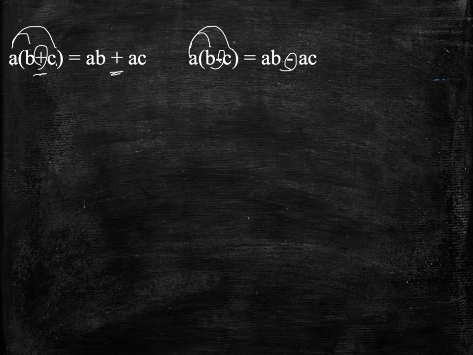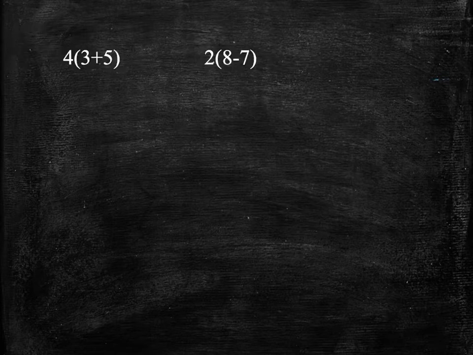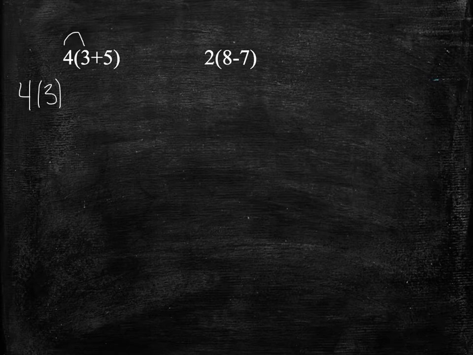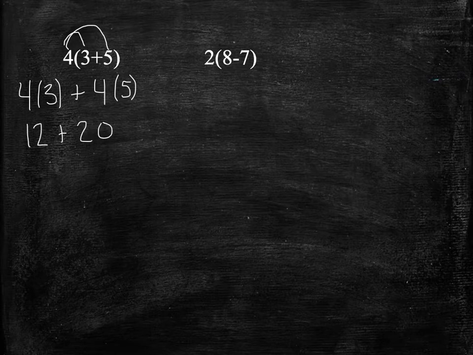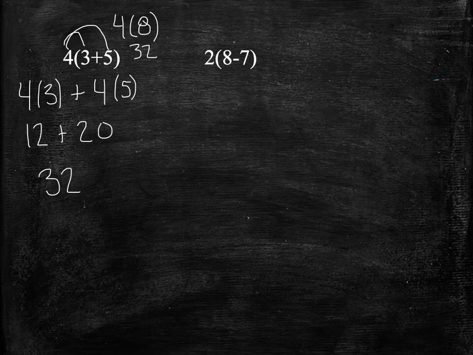So let's try some of these out together. Here we go. Now, this is how it works. We go 4 times 3 plus 4 times 5. Now, if you guys haven't seen this before, I'm going to show you that it works. 4 times 3 is 12, plus 4 times 5 is 20, and that's equal to 32. If I was to solve this normally, that would be 4 times 8, which is equal to 32. So you can see that works.